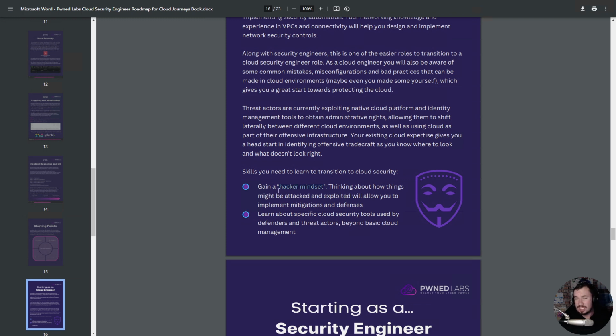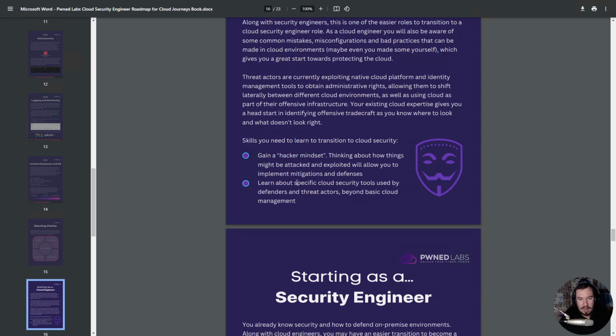Another name for this, y'all, is just curiosity. Being curious about how does this work? What happens if I do this? Will this break anything? Having that curiosity will take you far in this field. And learn about specific cloud security tools used by defenders and threat actors beyond basic cloud management, which, hey, if you watch my videos, you're going to learn that because we're going to work through it together.